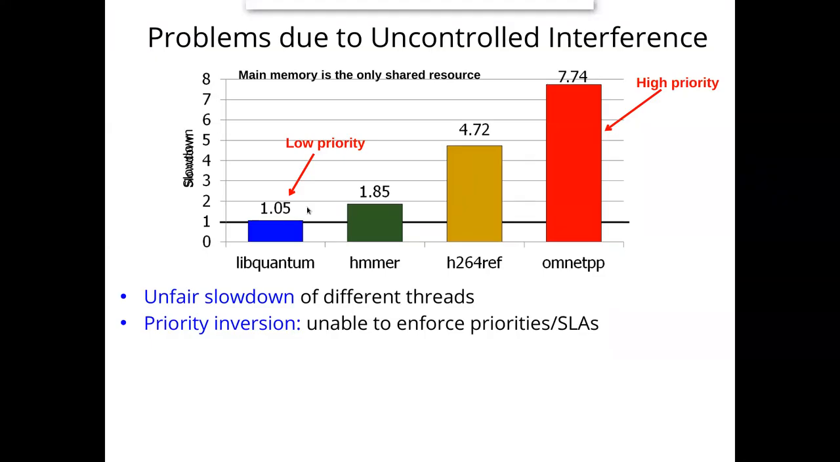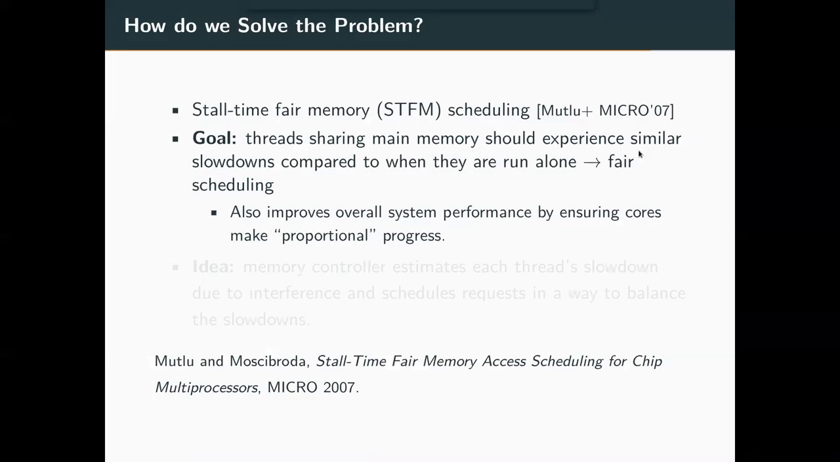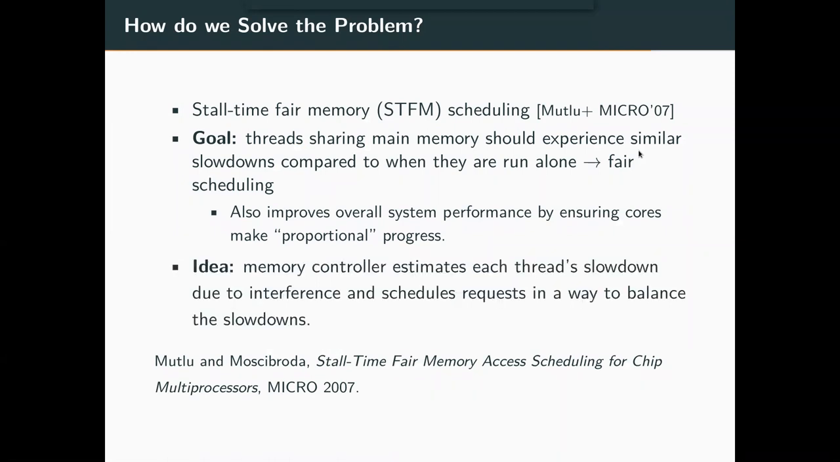So it's more just showing that the priority can help, but it's not going to help on the memory controller side of things, which is unfortunate. So the idea is, let's make a memory controller that estimates each thread's slowdown, and when we need to schedule, let's schedule in a way that balances these slowdowns across all of the different threads.